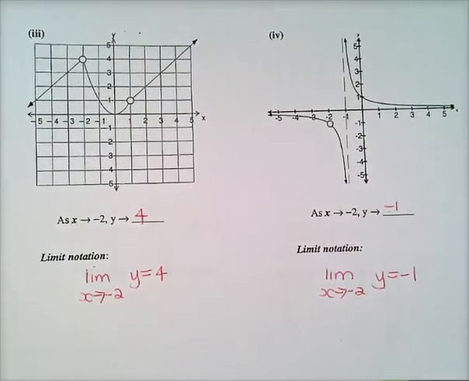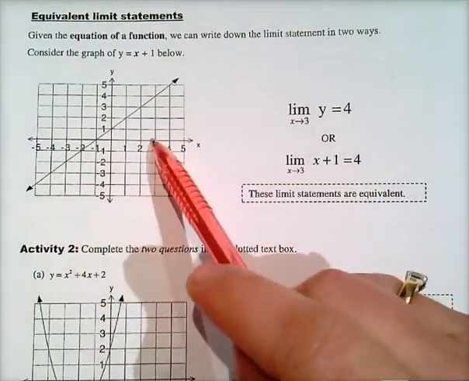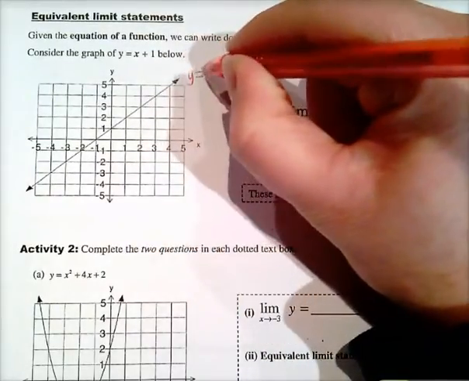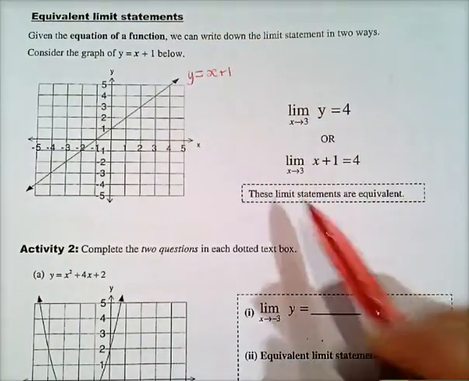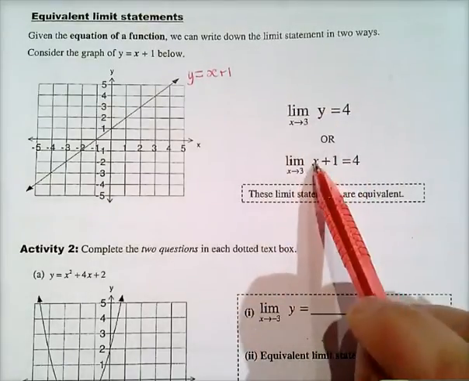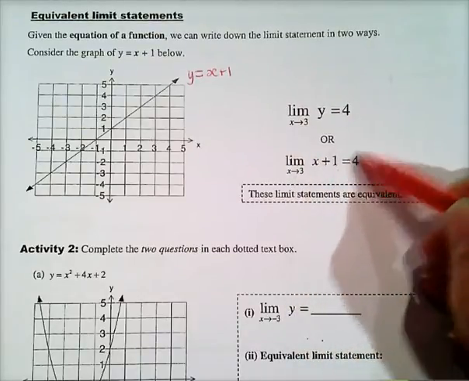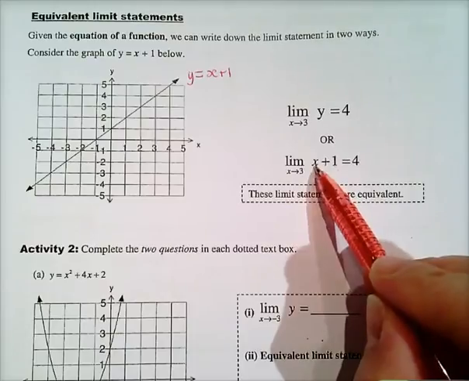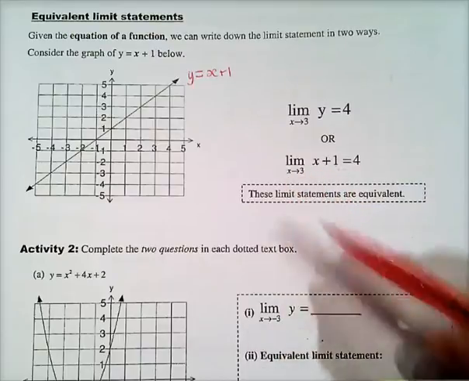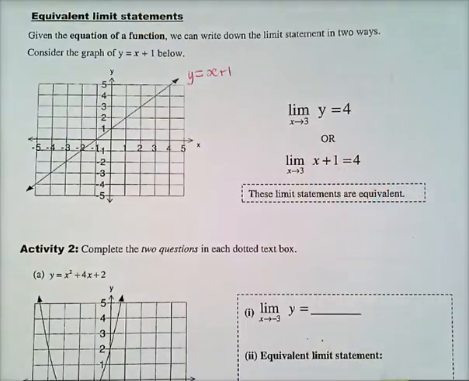Okay, I'm just going to turn over the page. Equivalent limit statements. We know here the limit as x approaches 3 is y equals 4, or we can say, we know that this is the function y equals x plus 1, so we can say the limit as x approaches 3, and replacing the y with x plus 1, the answer to all of that will give us 4, because if you substitute 3 in here, once you do the substitution, you drop the limit bit. So you put 3 in there and you get 3 plus 1 is 4. So these two limit statements are equivalent.